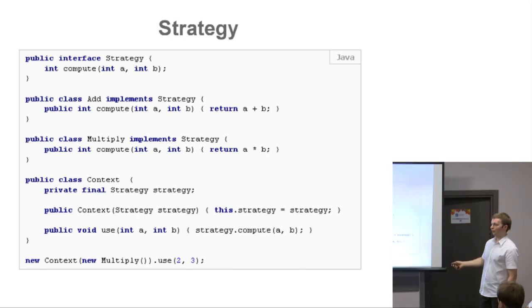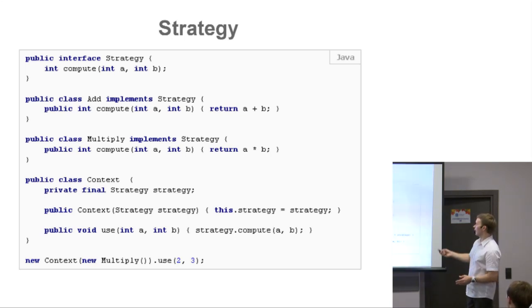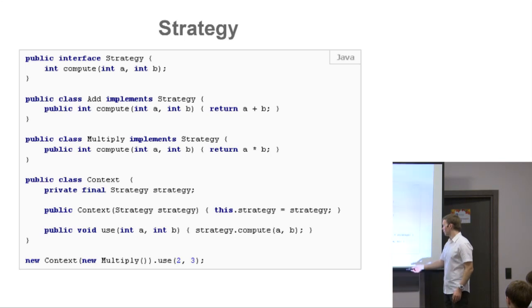In Java, strategy is implemented as a hierarchy. So here's how we can define a base interface for strategy and two concrete implementations of add and multiply strategies that work with integers. To use some strategy in the context, we pass a concrete implementation of the strategy to some context and then call some method so the context can use our strategy.